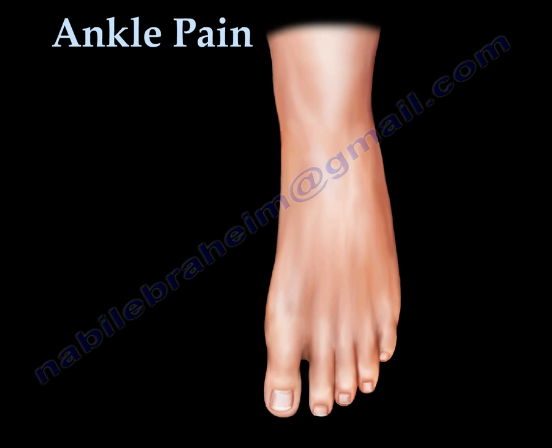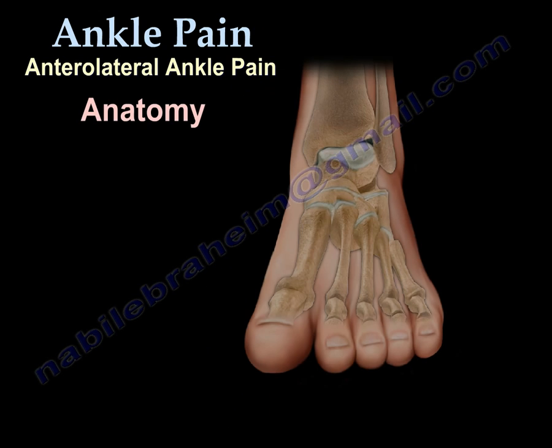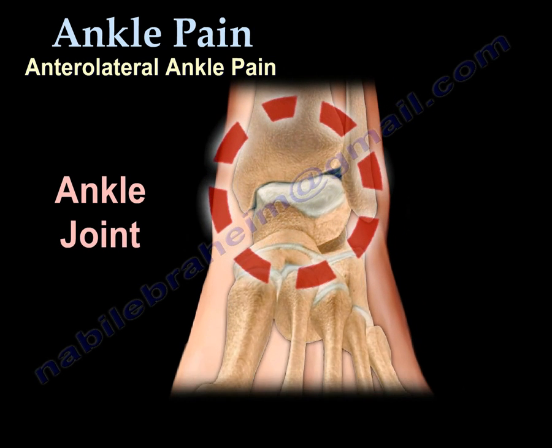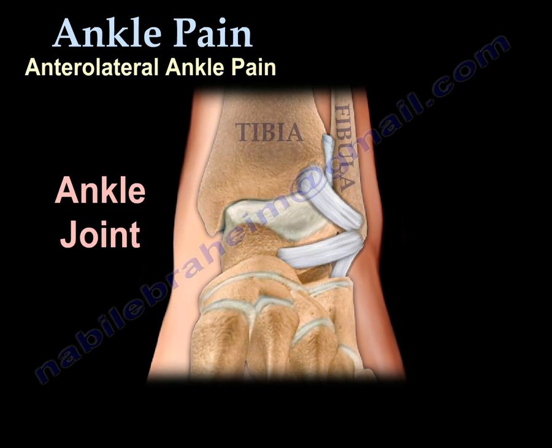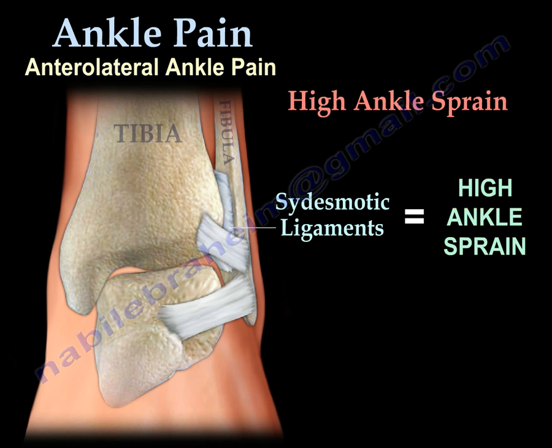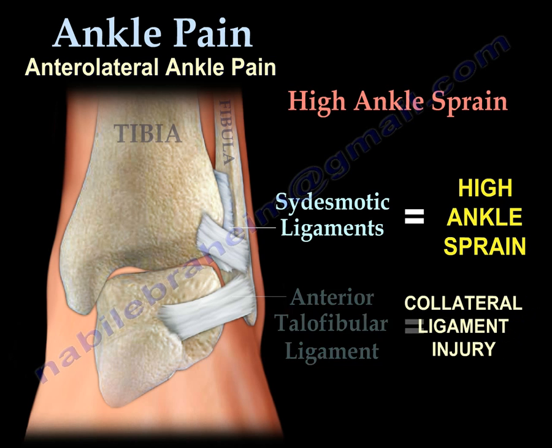Ankle pain video. Anterolateral ankle pain. Anatomy. You can see the tibia, the fibula, and the talus. This is the ankle joint with the ligaments that surround it. You can see the syndesmotic ligament, and if it is injured, you get a high ankle sprain. You can also see the anterior talofibular ligament.